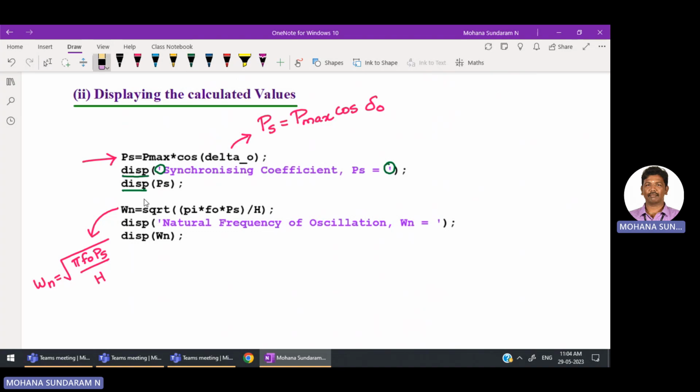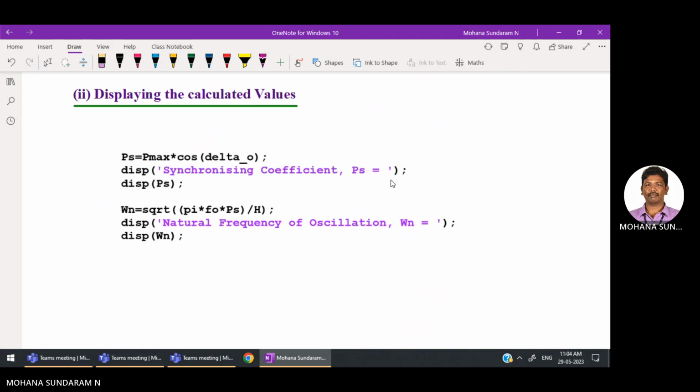Now here, what is happening is, the first step is you are just calculating the PS. It will calculate and store the value in this variable. Then you are asking the system to display this. So it will display synchronizing coefficient comma PS equal to. Then you are asking to display the variable, so you are writing disp of PS. Whatever value is stored in this PS variable will be printed to the screen.